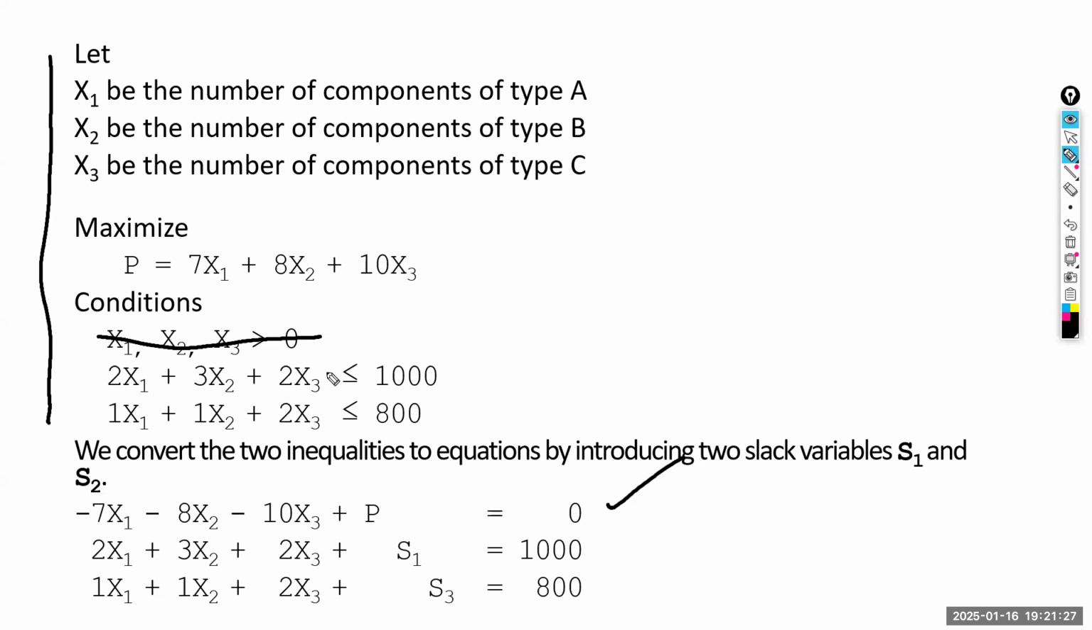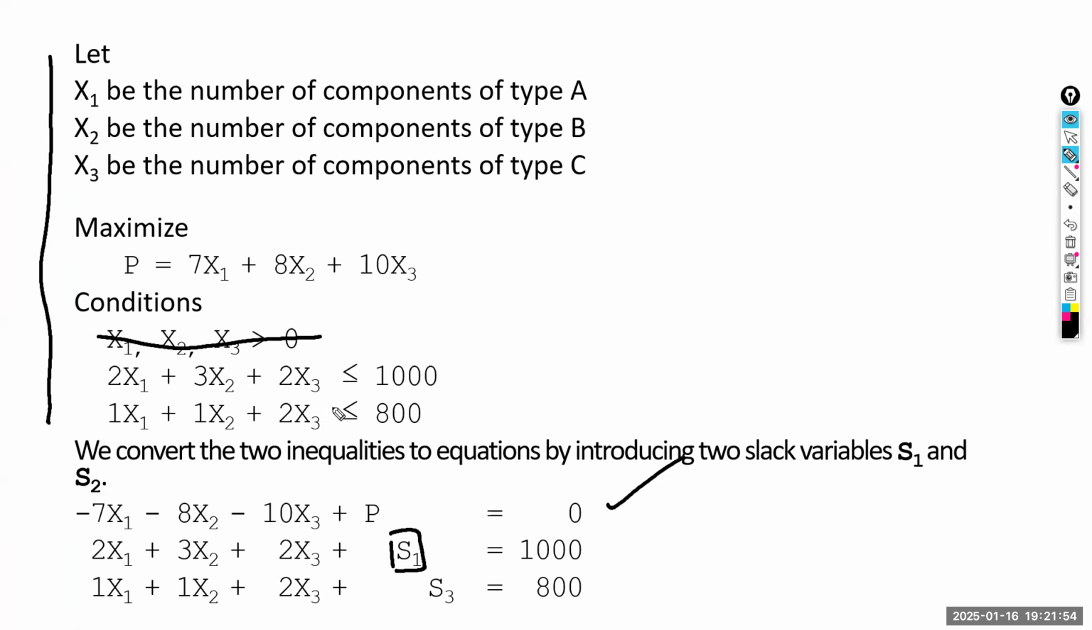And for other inequalities, you need to introduce a slack variable. So this says this must be less than 1000. Then you can say 2x1 plus 3x2 plus 2x3 plus S1 equals 1000. When you add this amount, which is a positive amount, it must be equal to 1000. It's a newly introduced variable. Other than x1, x2, x3, now we have another variable, right? Which we don't know the value of.